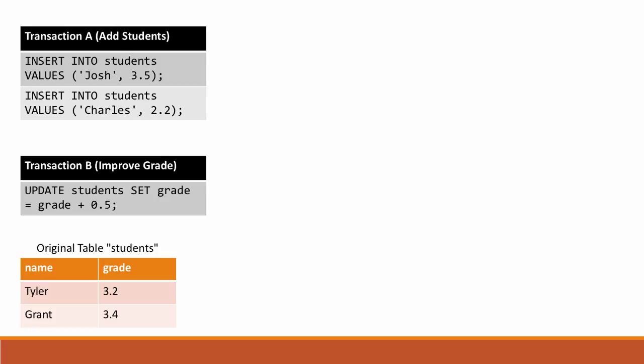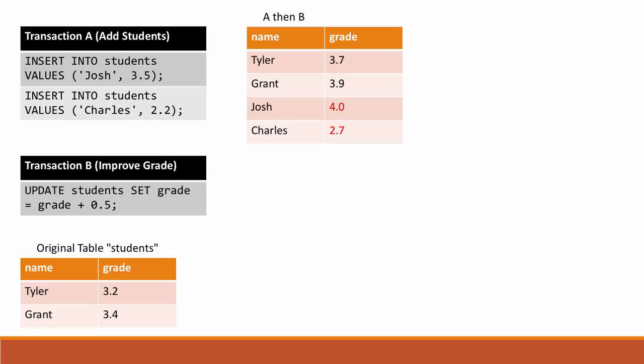All right, so let's imagine A happens first. If A happens first, Tyler, Grant, Josh, and Charles are all added into the table. Actually, Tyler and Grant were already there. Josh and Charles got added. And then everybody else's grade improved by half a point. Yay, Josh and Charles, both of us got our grade improved.